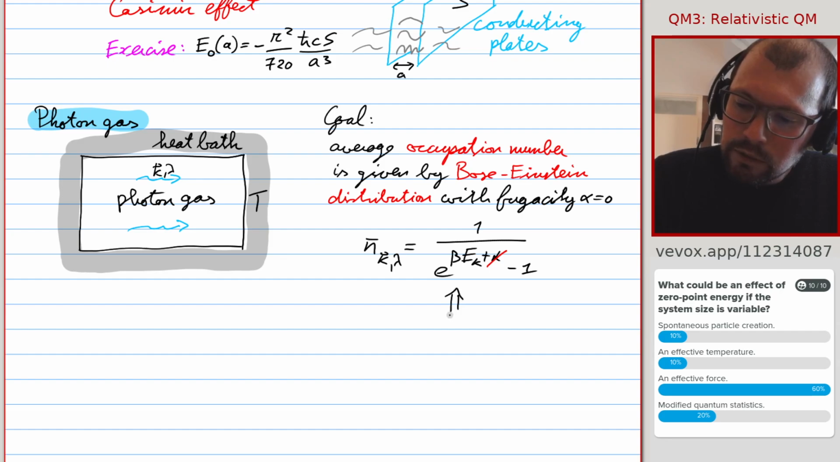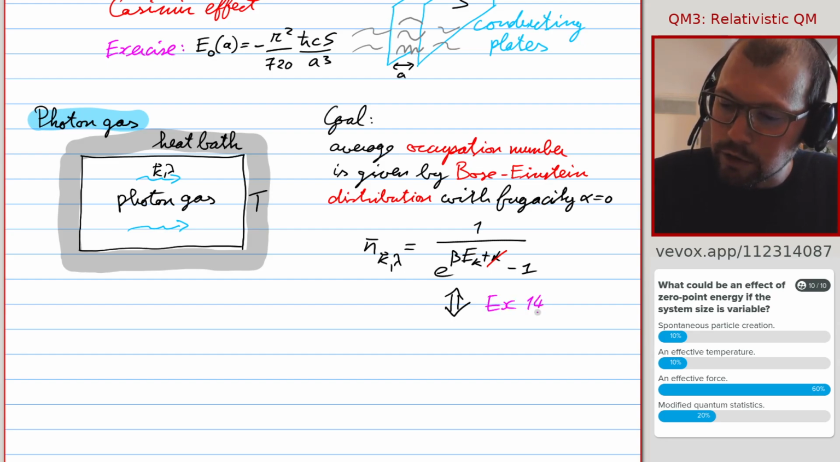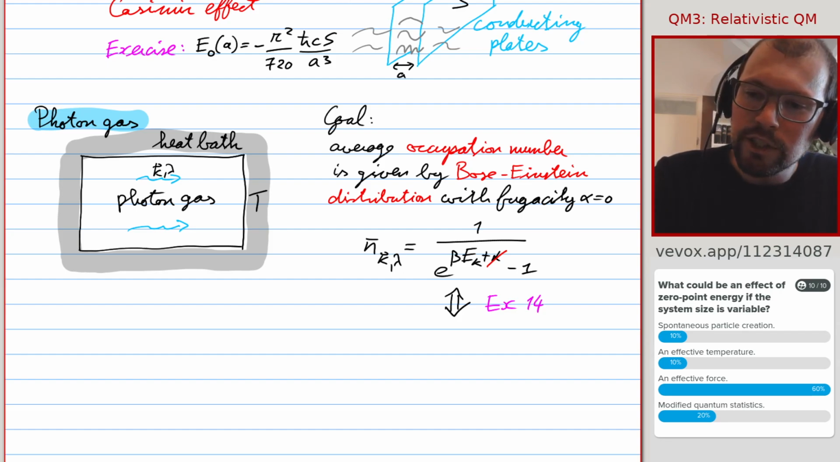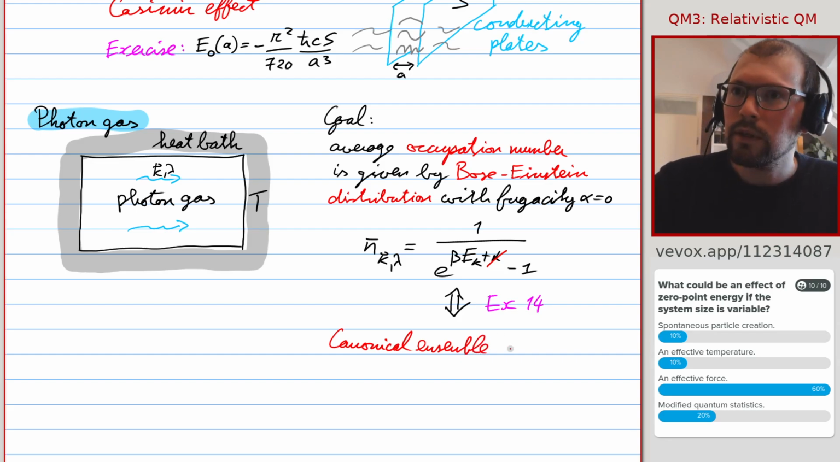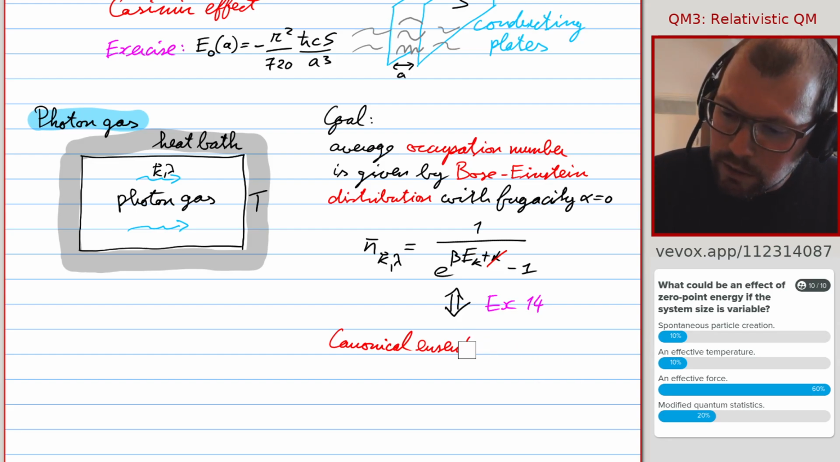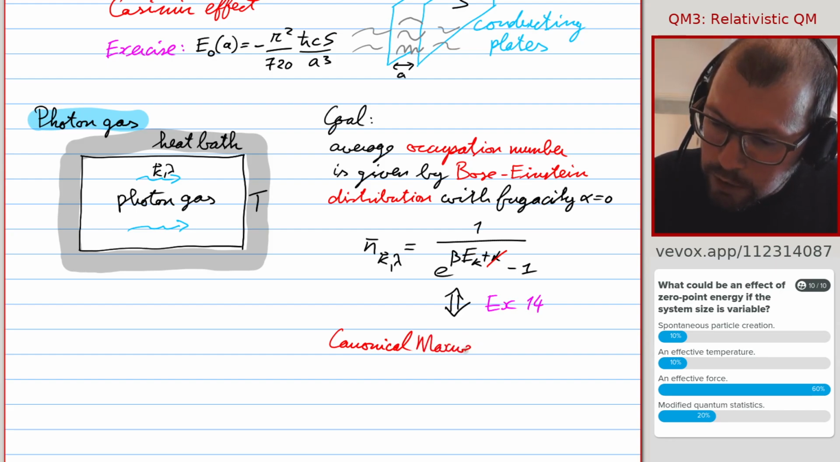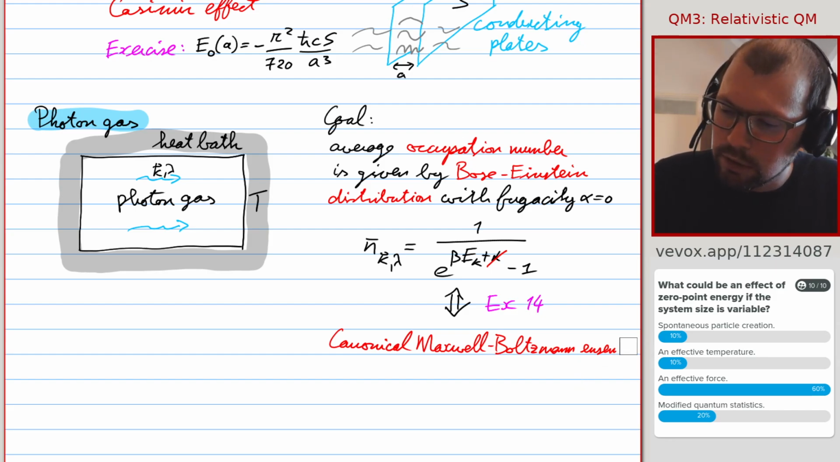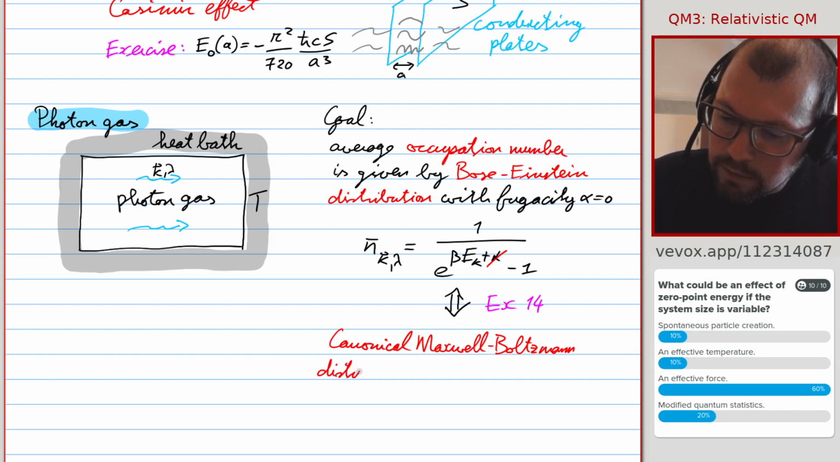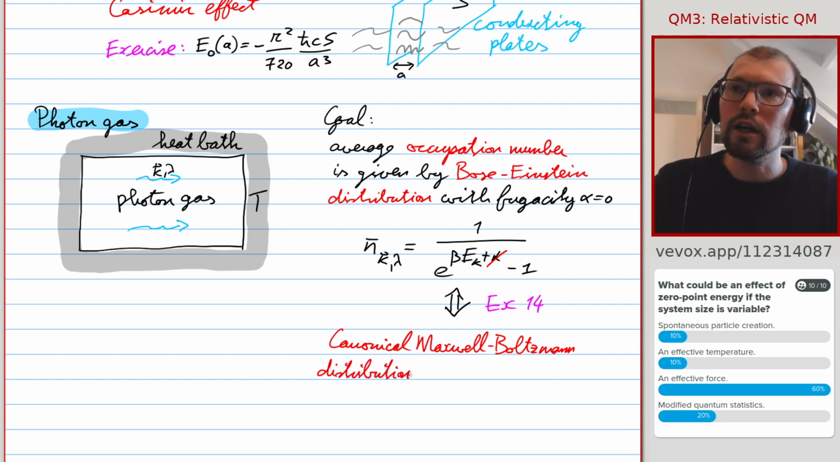Now, if you recall from a while back, this was in fact exercise number 14, you have seen exactly this distribution, and it corresponds to the canonical Maxwell-Boltzmann distribution for the harmonic oscillators involved.